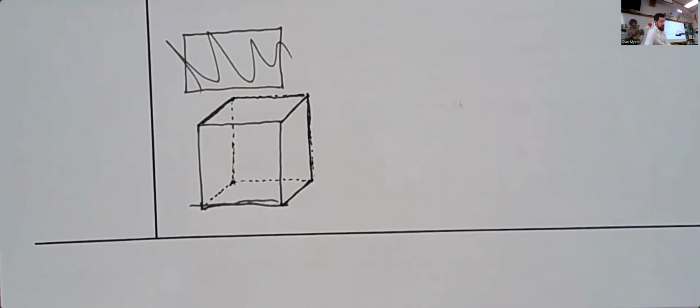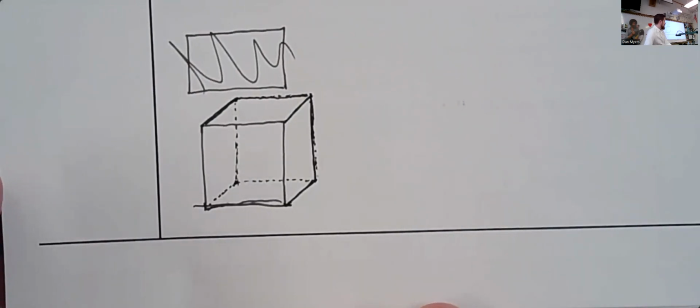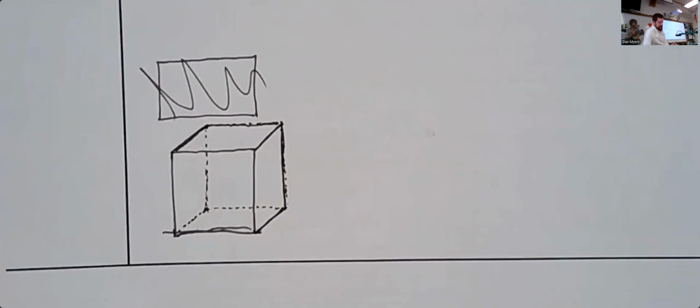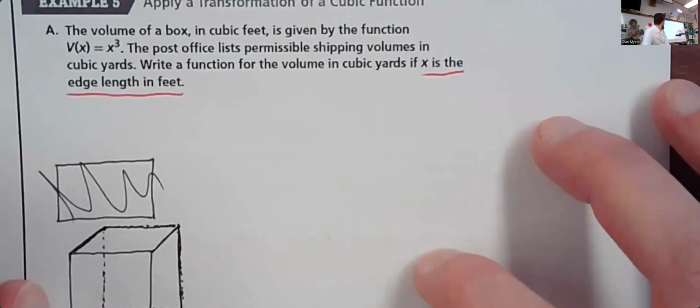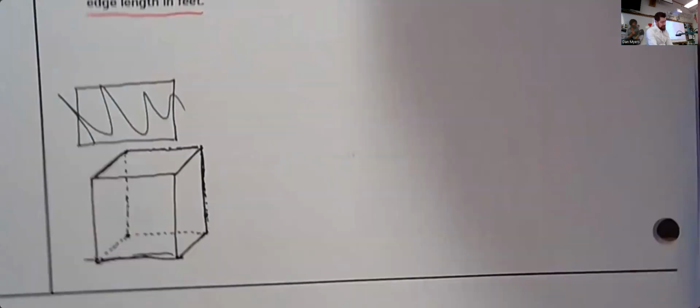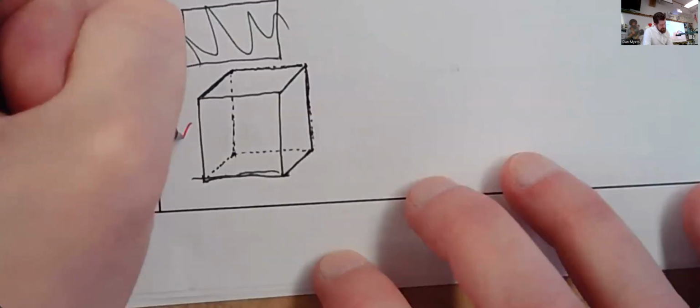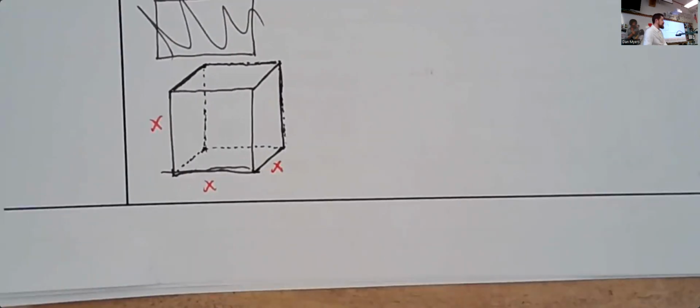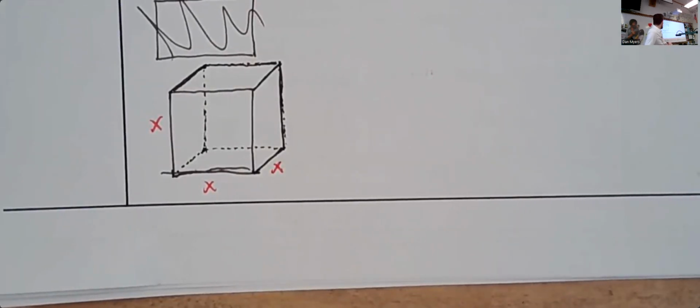Now, x represents what in this particular function? X cubed is the volume, but what does x represent? It says at the very end, x is in what measurement? Feet. So I'll just say here's x, here's x, here's x. Length, width, and height are all x. Volume is length times width times height. X times x times x is x cubed. That's the volume. And so those represent feet.